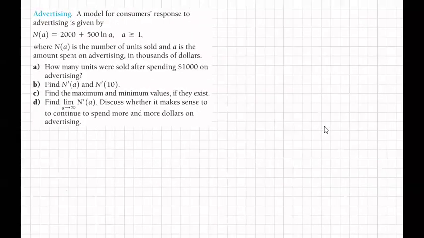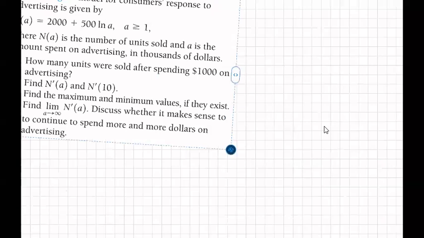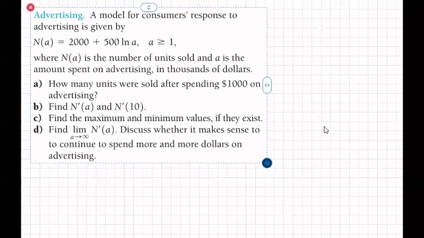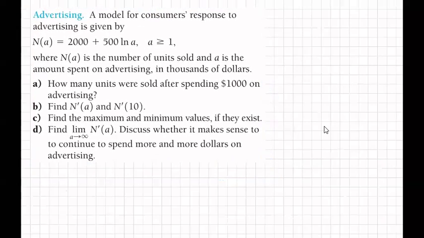Now we have a couple more minutes left, so let's look at an application problem that involves the logarithm here. All right, so here's a company dealing with some advertising. It says a model for a consumer's response to advertising is given by the N of A. Where you'll see a restriction to the domain here. What they're saying is, hey, at least one advertisement but more advertisements possible. Okay, N of A, right?